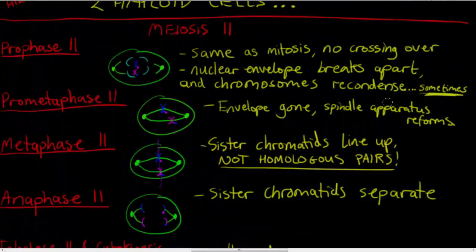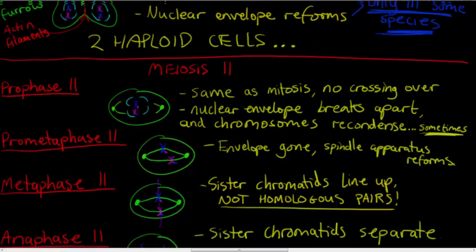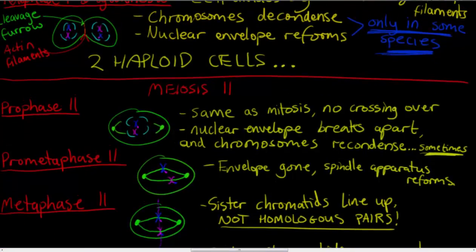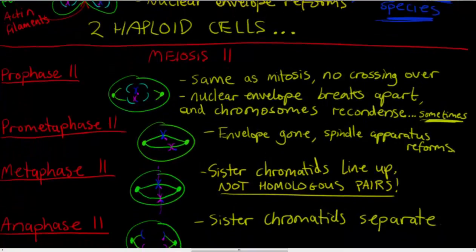Prophase 2, same as mitosis, there's no crossing over, and the nuclear envelope is beginning to deform if it reformed, and the chromosomes recondense if necessary. They recondense sometimes. Microtubules begin to form. Metaphase 2, the envelope's gone if it was reformed. The spindle apparatus is fully constructed. This is the shortest and not too important, but remember it at least.